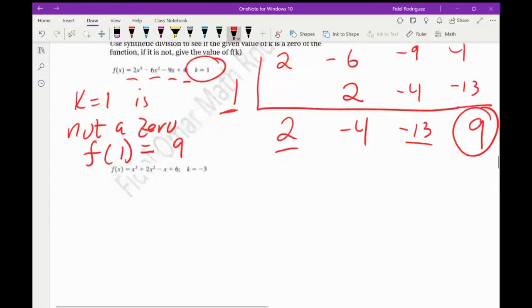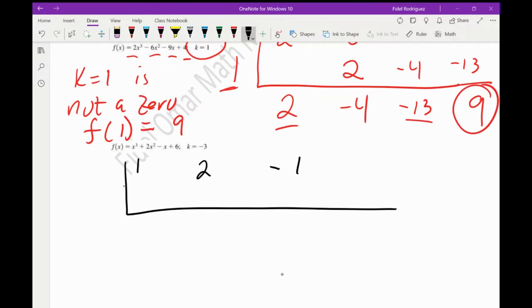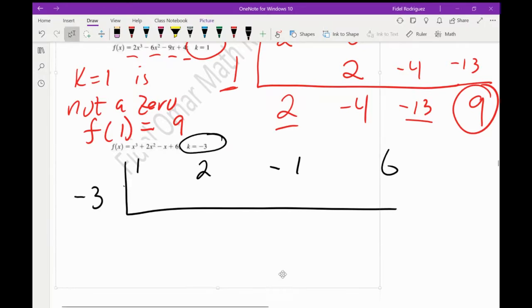We're going to do the same thing for the next one. Okay, so I'll go ahead and draw my half box. 1, 2, -1, and 6. Remember, k equals -3. The sign's already been changed for me, guys. So -3. Okay, so I'm going to bring down my number, 1. We're going to multiply. -3 times 1 is -3.